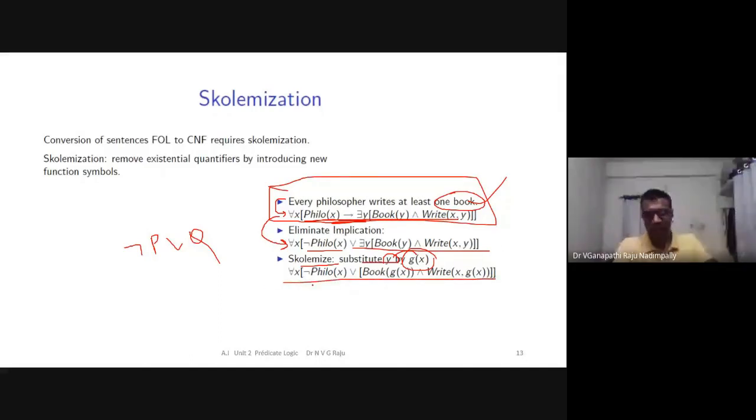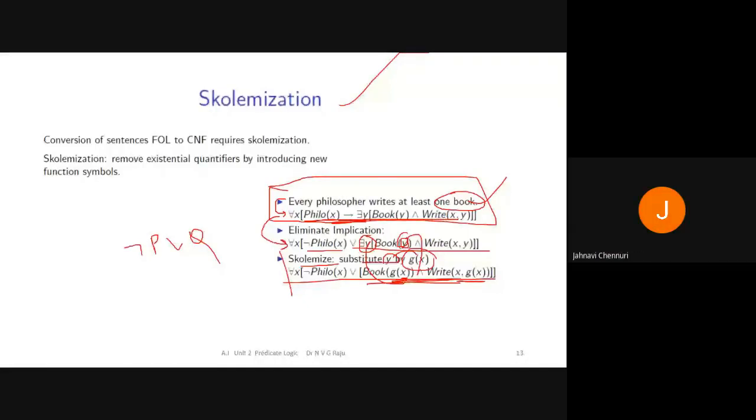Now for all x, negation of philosopher of x, or philosopher book of g of x. Wherever y is there, we are replacing with g of x. Here also we are replacing y with g of x. This process of converting a variable into a function is known as Skolemization. Our ultimate aim is to remove this. Observe here, I have removed there exists y. Here you don't have any there exists y. Wherever there exists y, we have removed it and replaced it with a function. Anything is okay? Skolemization?